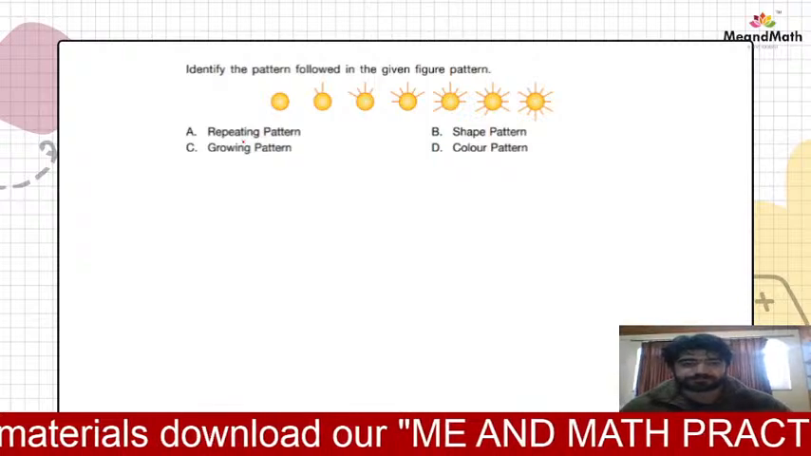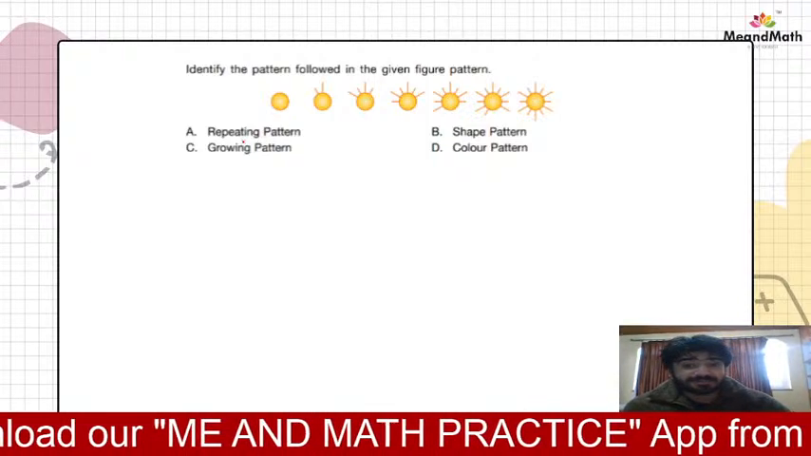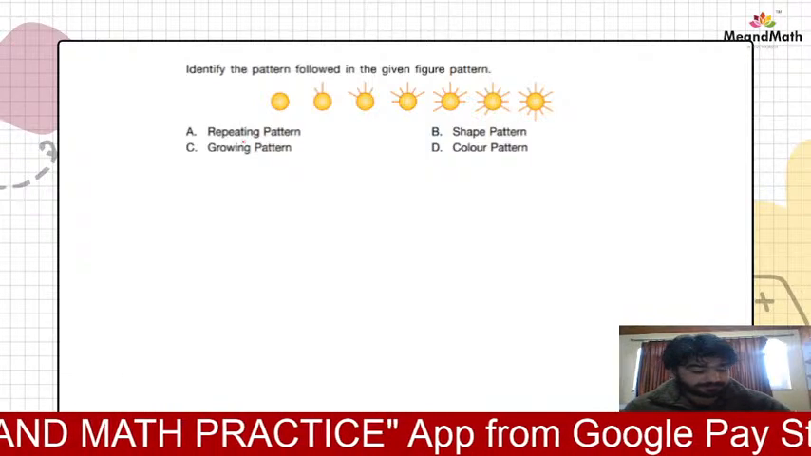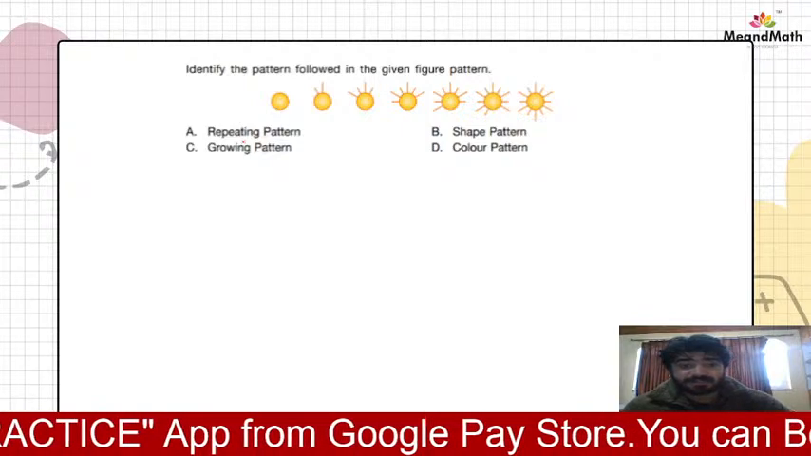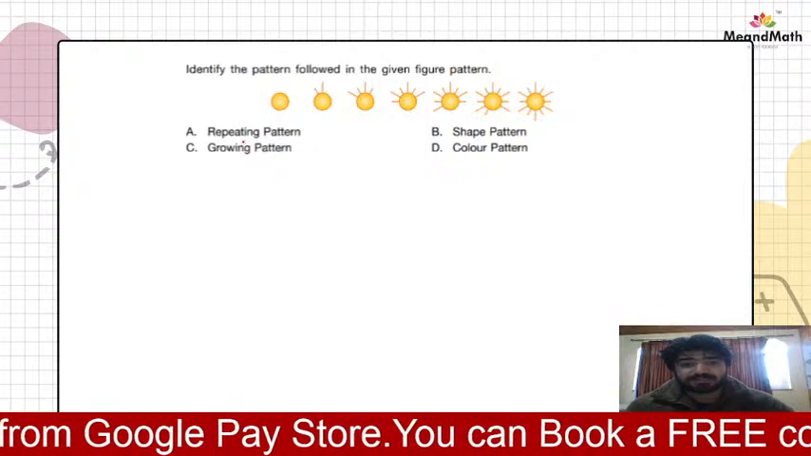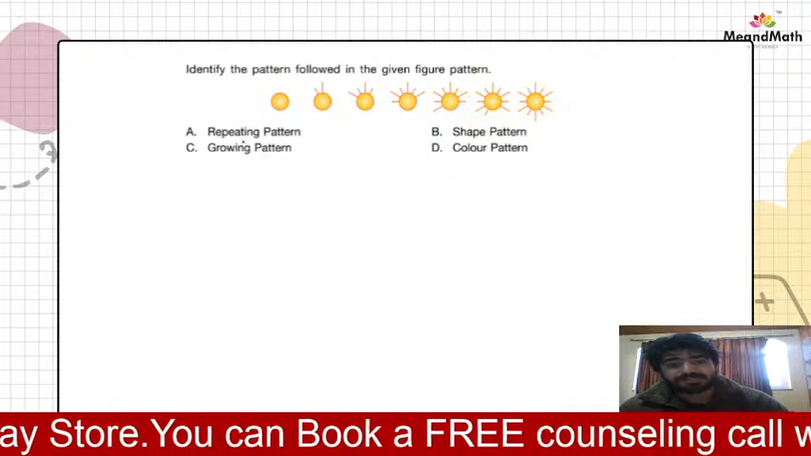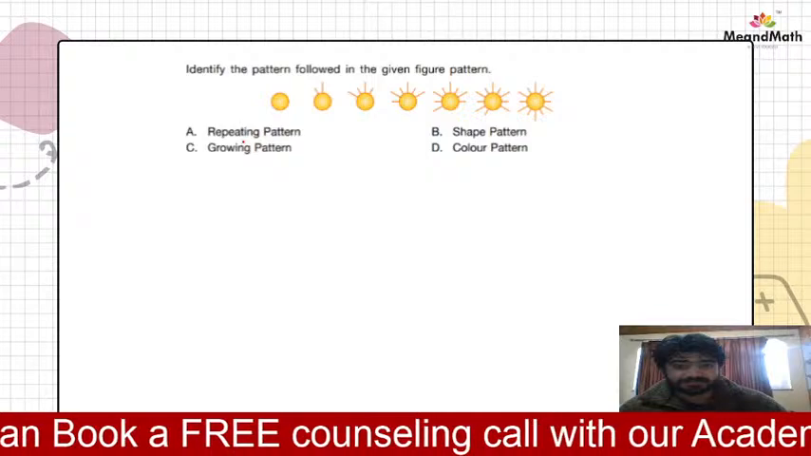Let's move on. Now, which sort of pattern is this? It is saying identify the pattern followed in the given pattern. Is it a repeating pattern? Is it a shape pattern? Is it a growing pattern? Or is it a color pattern? What is happening in this? You can tell.